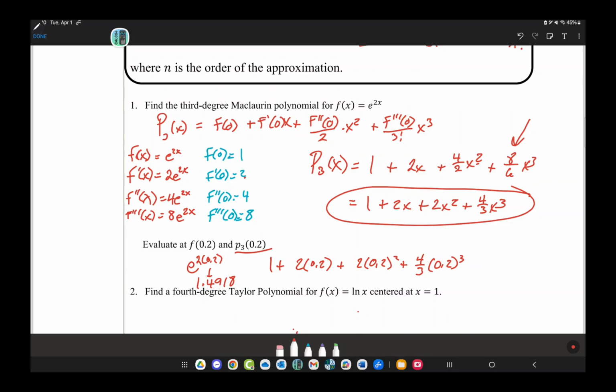If you plug this in, you would get 1.4918 for the true value. And this is 1.4906 repeating. So only to the third term, we're only off by about a thousandth. So again, it's a really good approximation. We're only going to 3. We could go 4 or 5 pretty easily and get an even better approximation.